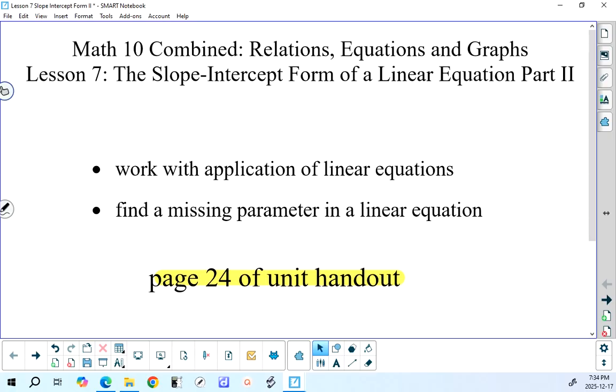We're going to be looking at applications of linear equations, and the more important thing is we're going to be working on finding what's called a missing parameter. And because this is in the section on linear equations, it's going to be a missing parameter in a linear equation. But when you take Math 20-1 or 20-2, you will be finding missing parameters in other equations. And when you take 30-2 or 30-1, you will continue to find missing parameters in other equations. So this skill that we're learning here, the second bullet, finding a missing parameter in an equation, is an important one. So let's get started.